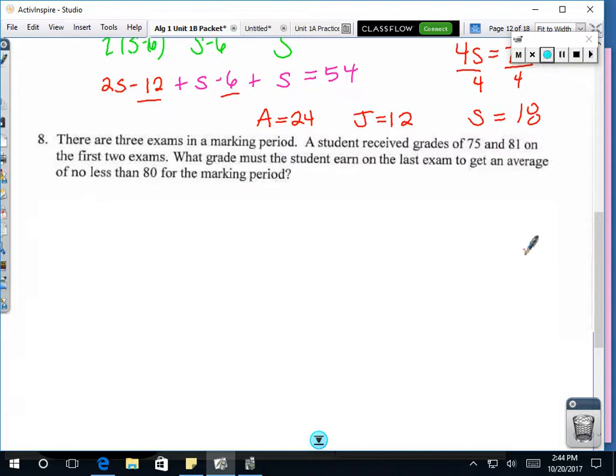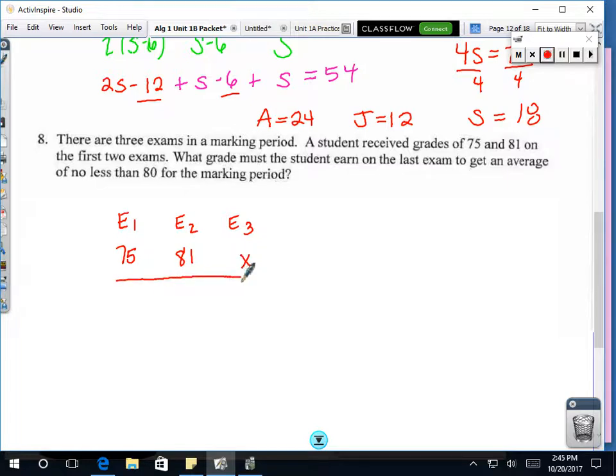There are 3 exams in a marking period. A student received grades of 75 and 81 on the first 2. Okay, so the scenario is we have 3 exams. On exam 1, they made a 75. On exam 2, they made an 81. Exam 3 is unknown, so x. What grade must the student earn on the last exam to get an average of no less than 80?